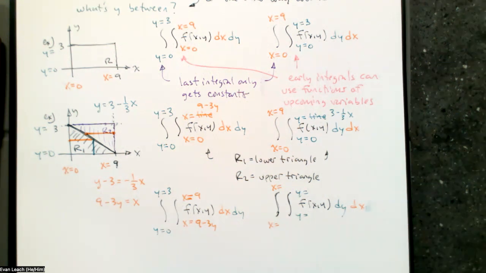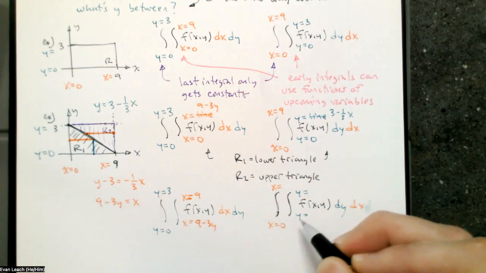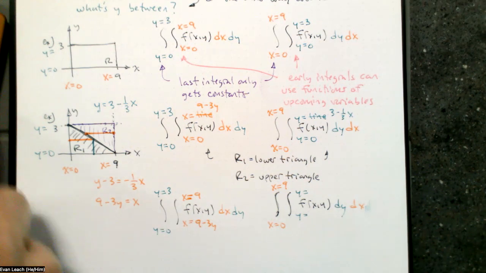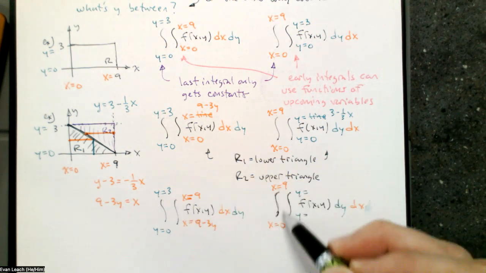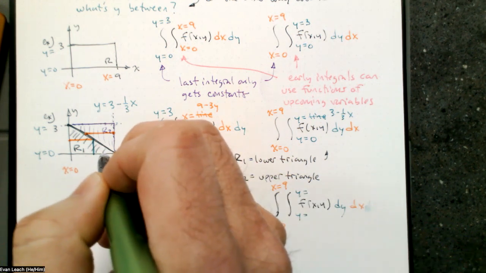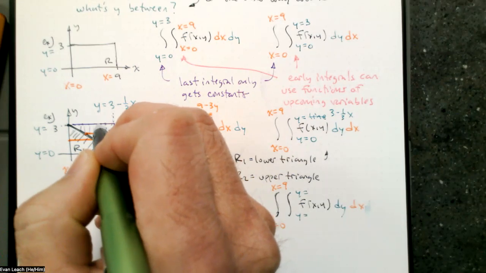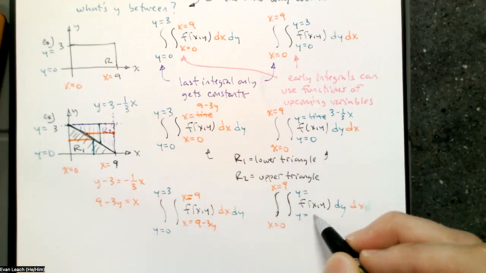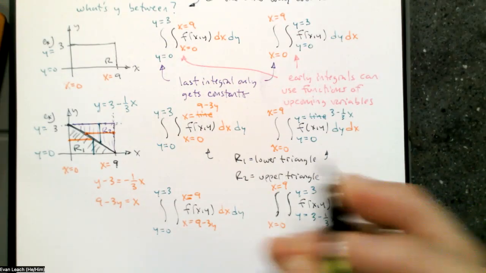In the dy dx integral, the dx is the last integral, so we have to use constants. X goes from 0 to 9. We only get to use constants on the last integral. For dy, the same thing happens. We start off at the line and end at 3. So we pick a typical x value, and we start drawing a line when we hit the region. We start at the line and end at 3. So y goes from the line up to 3.